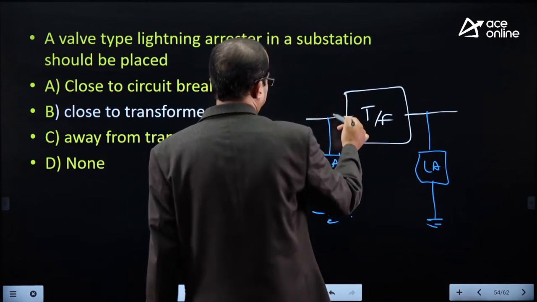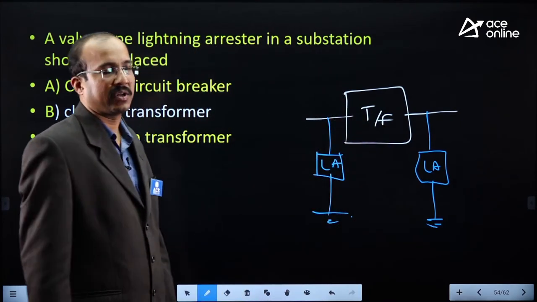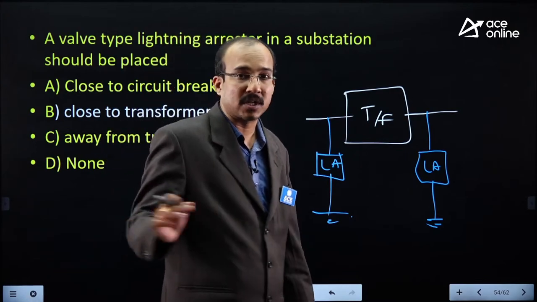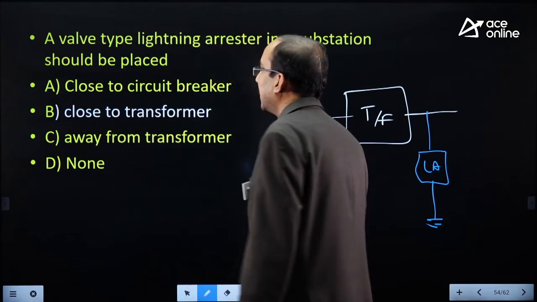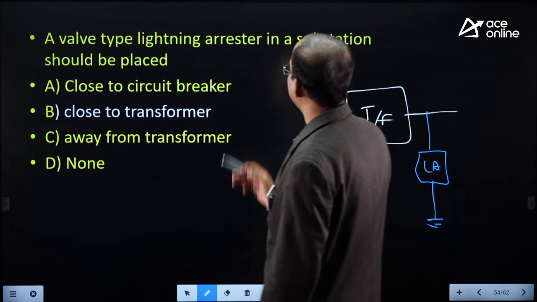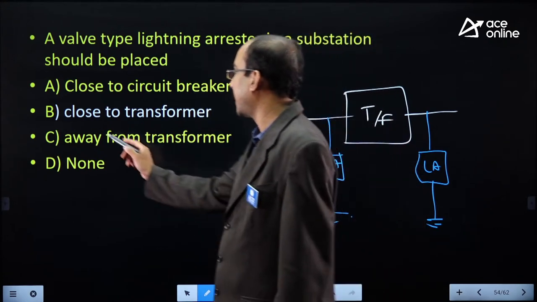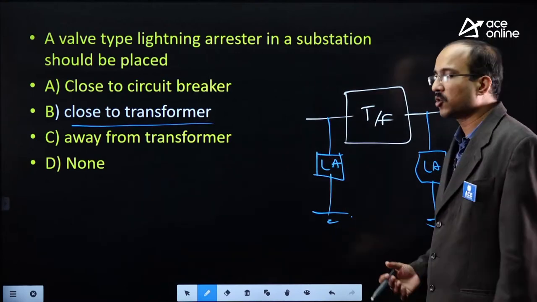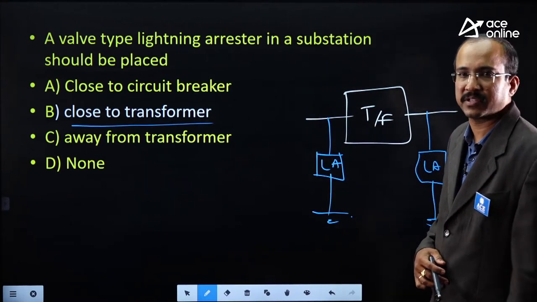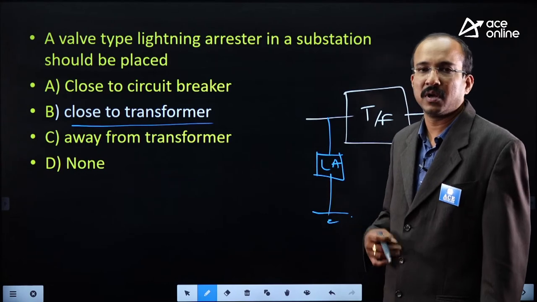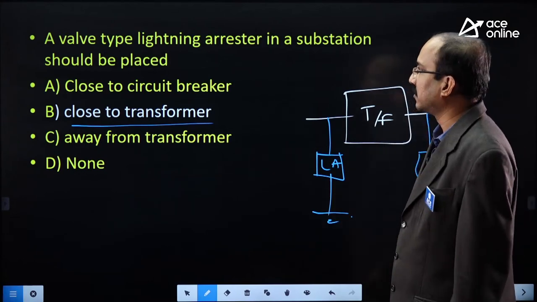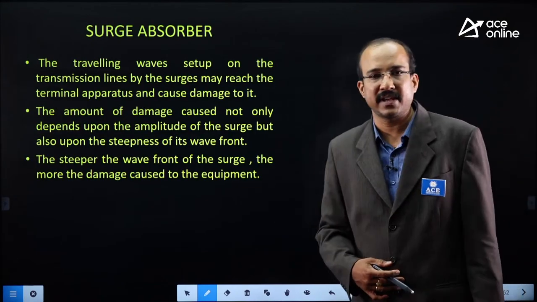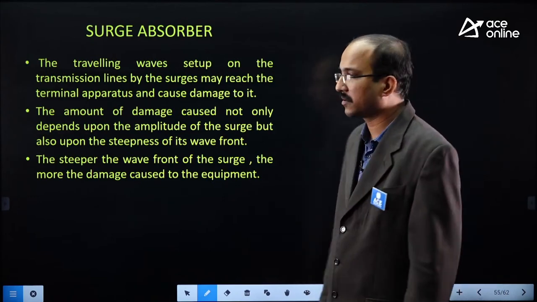So that if any surge takes place, it will not enter into the transformer, and the transformer is the costliest equipment. So a valve type lightning arrester in a substation should be placed very close to the transformer. Like this, some short questions will be asked in the PSUs like GENCO, TRANSCO, DISCOMs. Now let us go for the next one, that is the surge absorber.